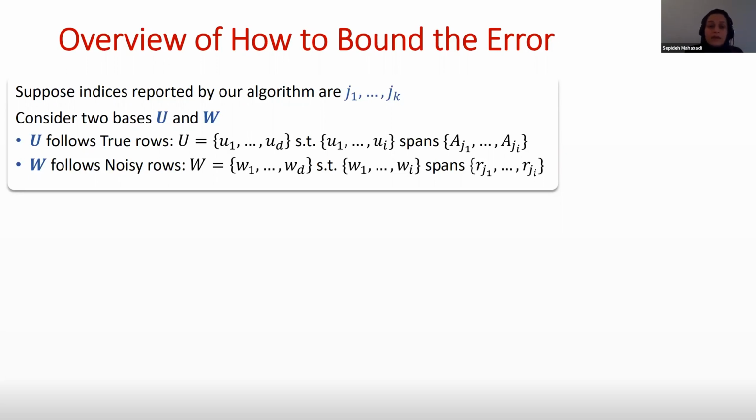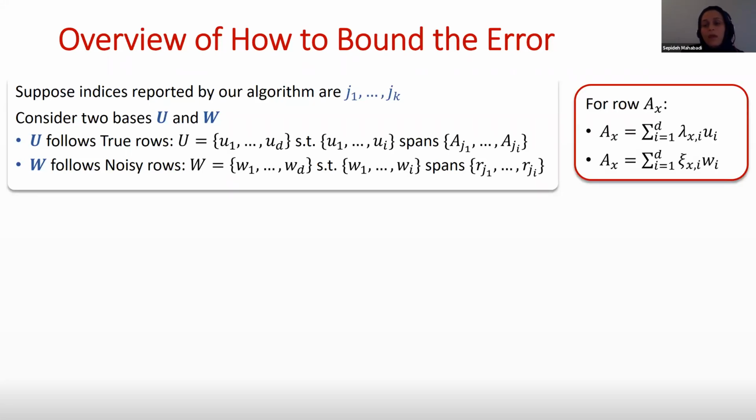And then the basis W is going to correspond to the set of noisy vectors. So we run the Gram-Schmidt process on the noisy vectors corresponding to those k indices one by one to get our basis W. At any time, we can write any of the rows of the matrix in terms of both of these bases. So for any row AX of the matrix, we can write it in terms of basis U with coefficients lambda xi, or in terms of W with coefficients Cxi.